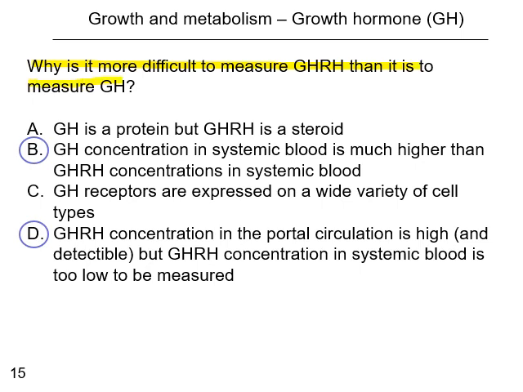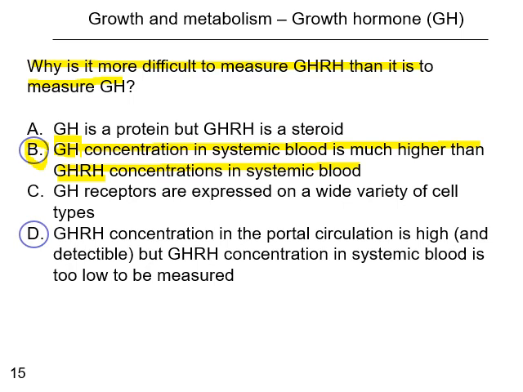Well, B and D are the correct answers. GH concentration in systemic blood is higher than GHRH concentrations in systemic blood, making it easier to measure. Remember, growth hormone is produced by the somatotrophs of the anterior pituitary, and it goes throughout the body and has effects throughout the body. GHRH is produced by the hypothalamic neurons. It is released into the portal circulation.